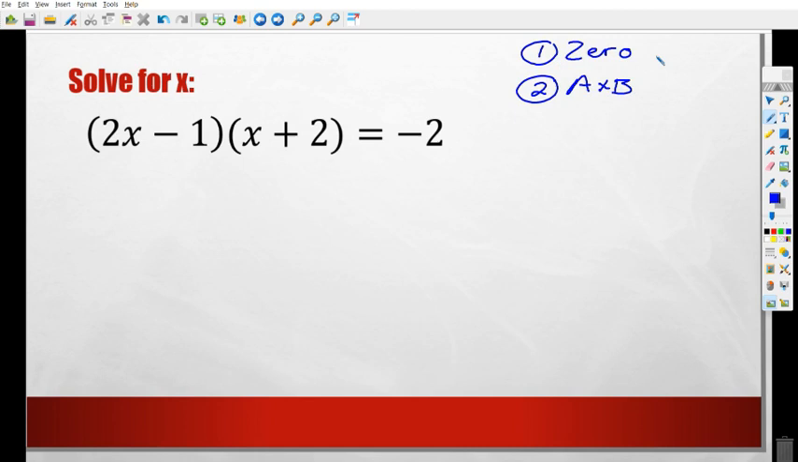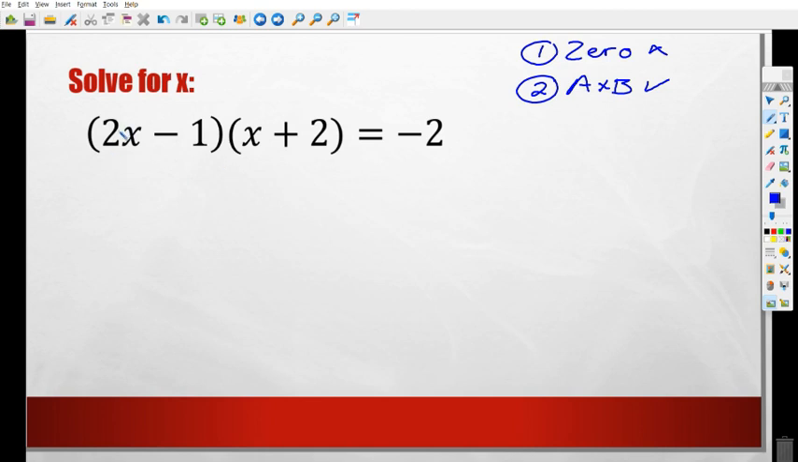I don't have a 0, but I have something times something. I need both of these for it to be a quadratic equation, and I also don't see any x squares. So I'm going to treat this as if it's a linear equation. What did I do with linear equations? I simplified. So let's simplify this and see what we get.